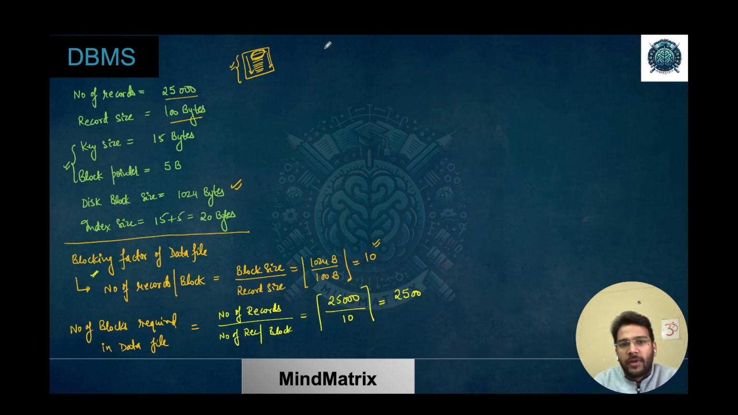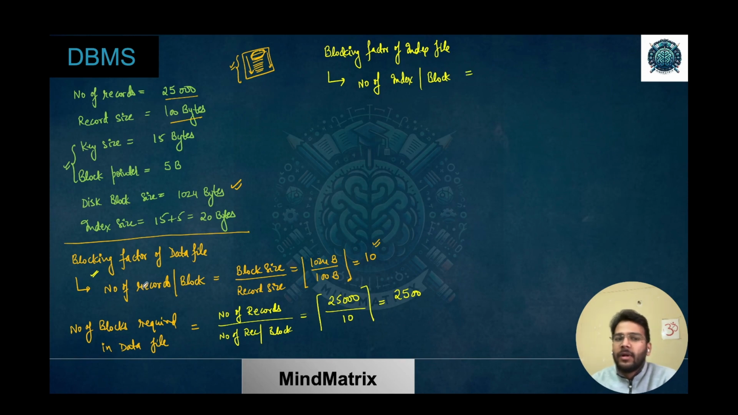So here I can write, now we need to find the blocking factor of the index file. Blocking factor of index file is nothing but the number of indexes per block. Like we evaluated the number of records per block, here we are going to find the number of indexes per block. So the number of indexes per block is nothing but what? The block size, because block size is the same for the entire file system, that is 1024 bytes. So block size divided by the index size.